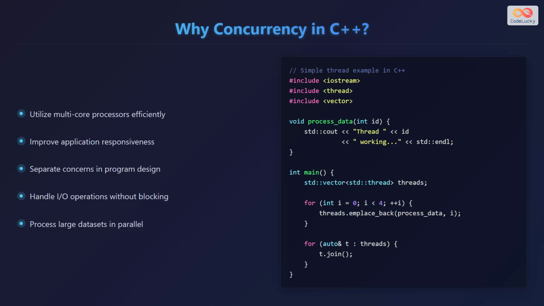Here's a simple thread example in C++. We include the iostream, thread, and vector libraries. The process data function simulates work being done by a thread. In main, we create a vector of threads and launch 4 threads, each running the process data function with a unique identifier. Finally, we join the threads, waiting for each to complete before the program exits.